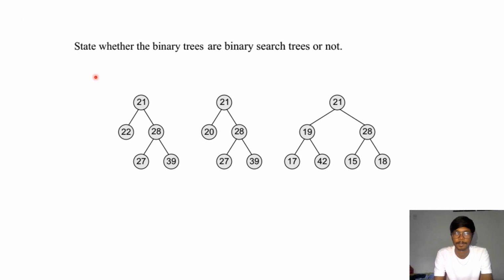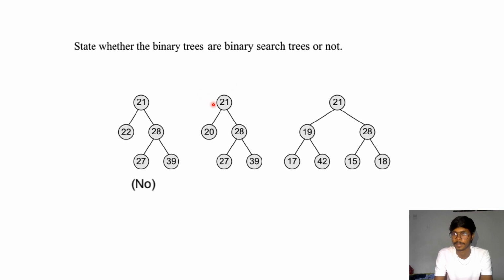Let's see with an example. Here, the root node is 21, the left child is 22 and the right child is 28. What we have discussed earlier, in binary search trees, the left one should be the smaller value and the right one should be the larger value. So here, the left one is a larger value, so it is not satisfying the binary search tree condition. The right one is satisfying the condition, but it is not a binary search tree, it is a binary tree.